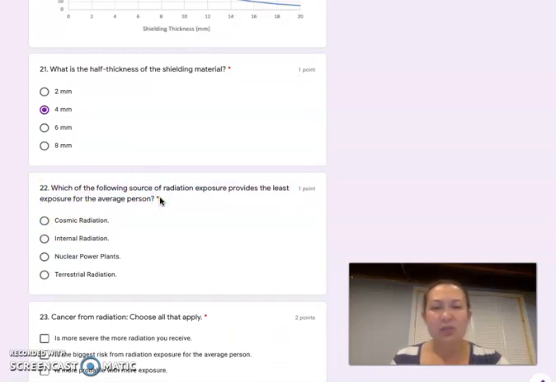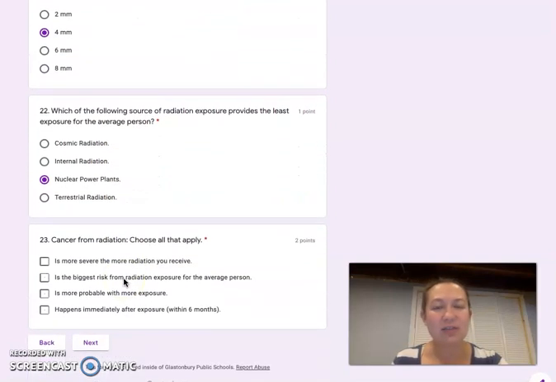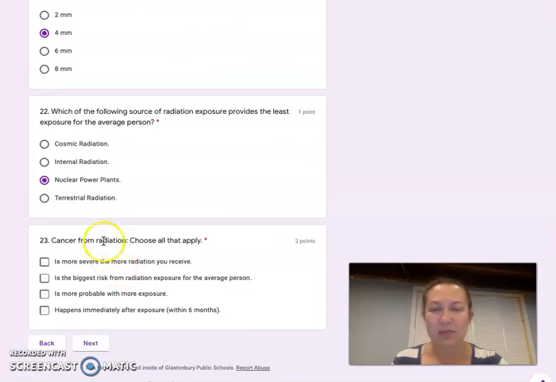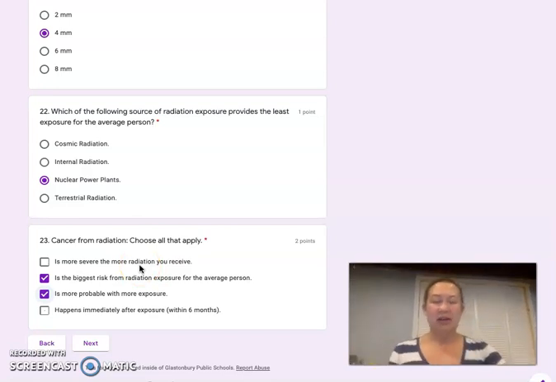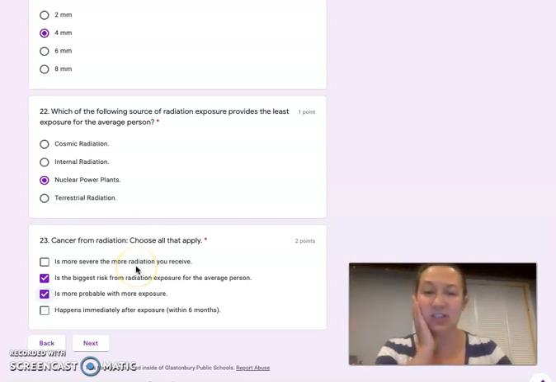Radiation exposure that provides the least exposure for the average person is actually from nuclear power plants. Cosmic, internal, and terrestrial are significantly more. Cancer from radiation? It's actually just these two. A lot of people think your cancer is worse if you have worse radiation, but that's not true because your cancer occurs statistically. So if you have cancer, it will be equally bad no matter how much radiation you receive.